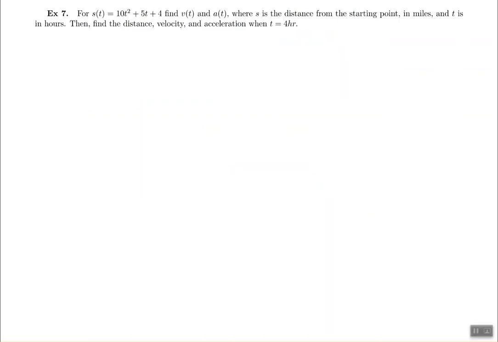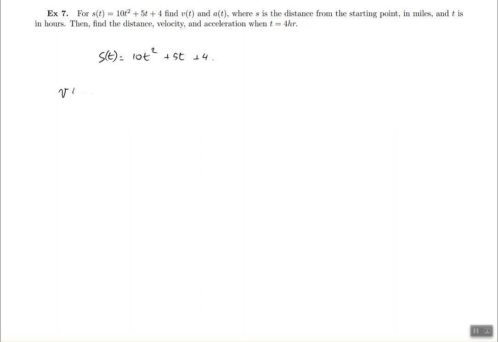We're going to use that knowledge to be able to do example number 7, where we are told that the position of a particle is 10t squared plus 5t plus 4. The question is to find v of t and a of t, where t is in hours and the position is described in miles. They also want us to find the distance, velocity, and acceleration when time is equal to 4. Well, let's begin by finding the velocity and the acceleration.